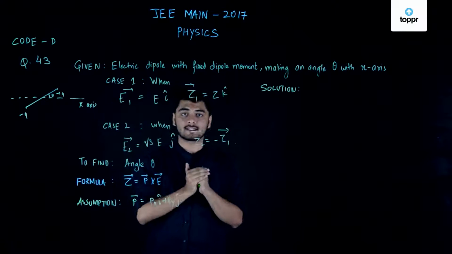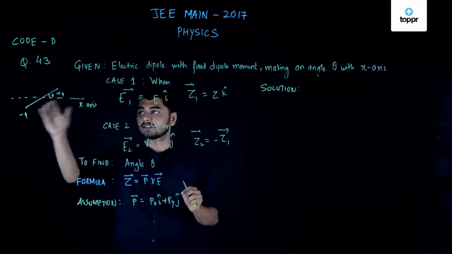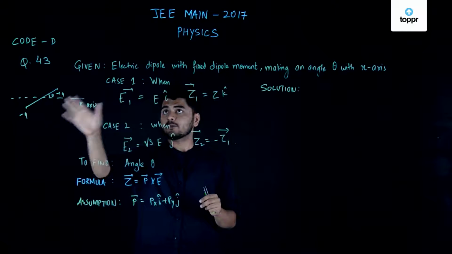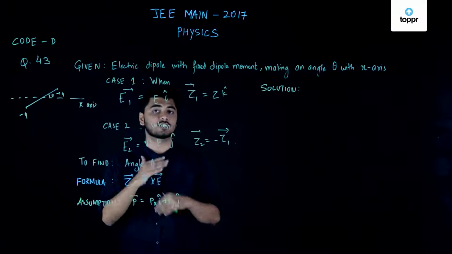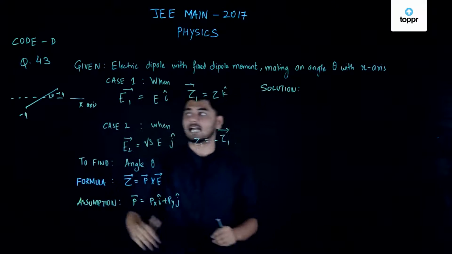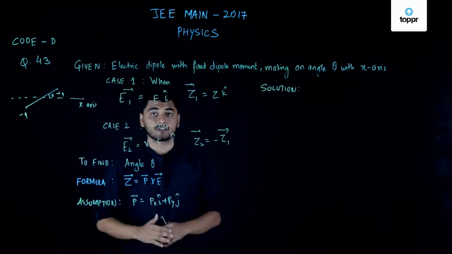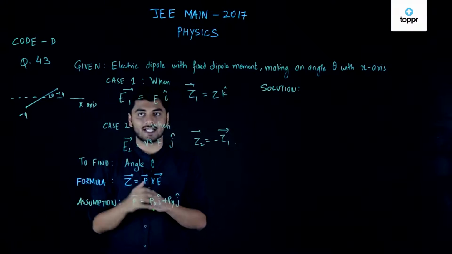First let's understand what's given about the dipole. The electric dipole has a fixed dipole moment. The dipole moment of this electric dipole is not changing, and it's making an angle theta with the x-axis. This is the information which we have been given regarding this dipole.